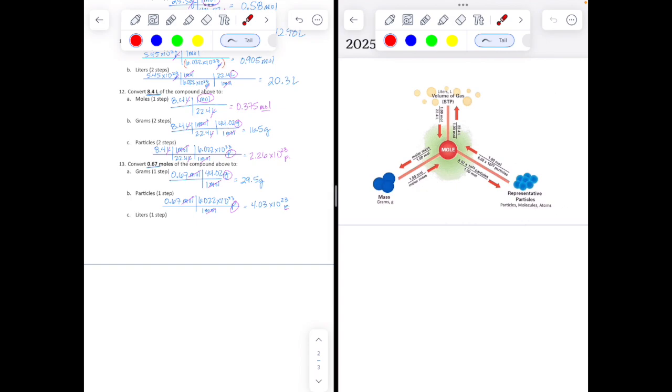And then lastly, we're going to convert 0.67 moles to liters. So moles up to liters, we're going to use 22.4 over 1 mole. Notice that all of these have mole on the bottom because we're starting with moles. We're trying to get rid of the unit mole and convert to whatever they're asking us to convert to. So starting with the number in the problem, 0.67 moles. You're going to get about 15 liters.